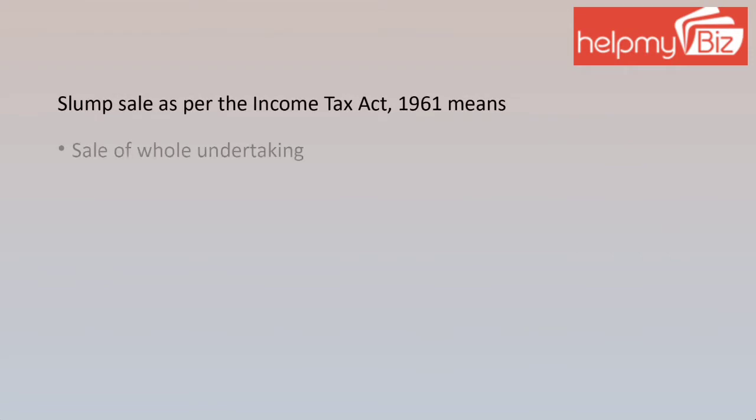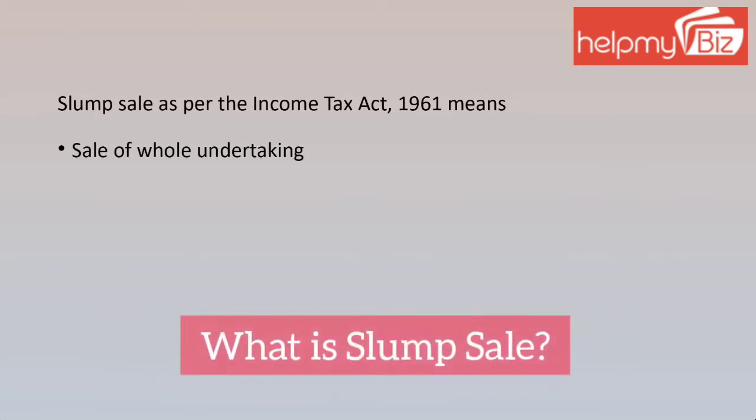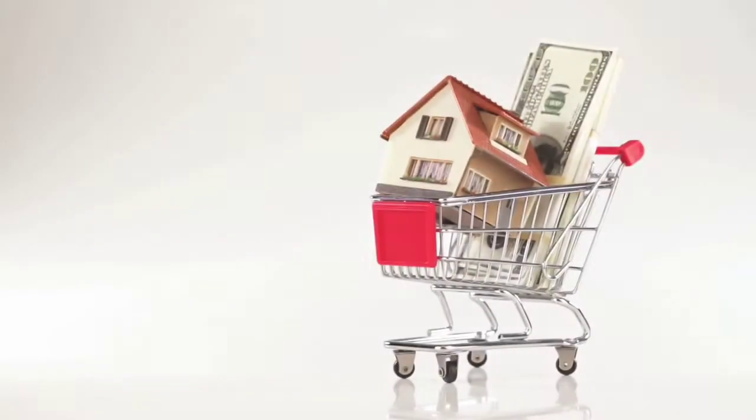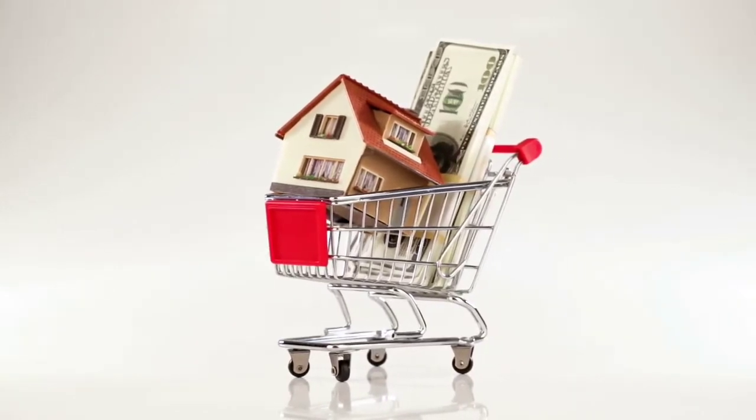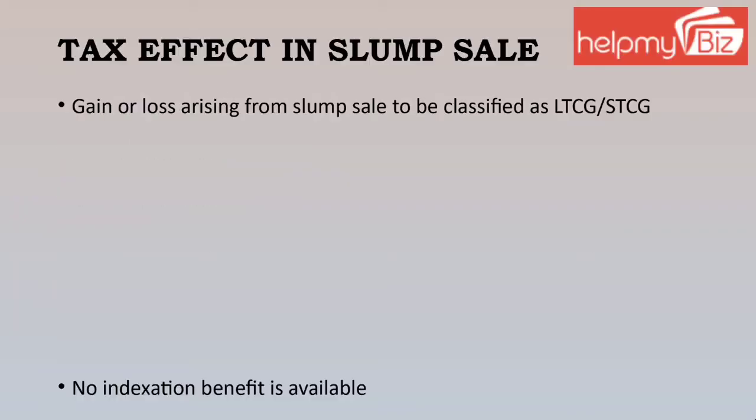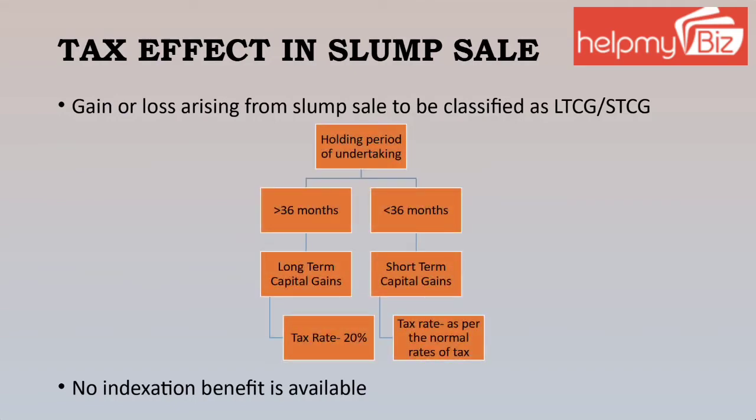So what is slump sale? Slump sale, as per the Income Tax Act 1961, means sale of a whole undertaking to another business without considering the separate set of assets and liabilities for each segment or undertaking. So what are the tax effects on slump sale? Gain or loss arising from the sale of an undertaking shall be taxable under the head Capital Gains or Loss under the Income Tax Act.